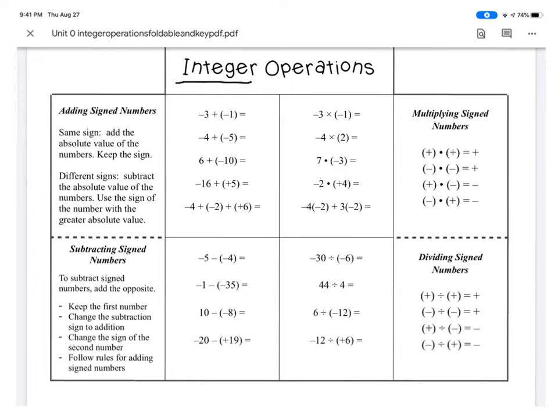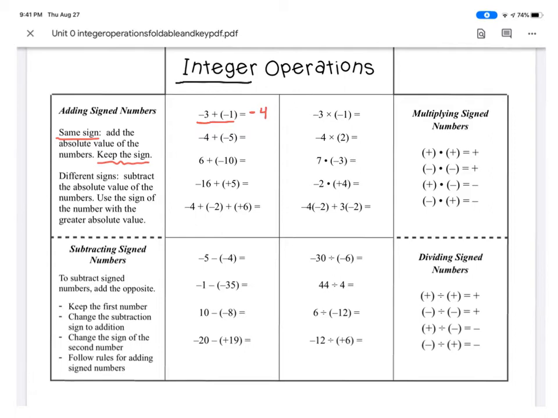Okay, so we're going to talk about adding first. So when I add numbers that have the same sign, okay, I'm going to underline that in one of my colors. When I add them with the same sign, I add them together and I keep the sign. It's pretty easy. So here I have two negative numbers. I can add -3 and -1, and that's a total of -4.